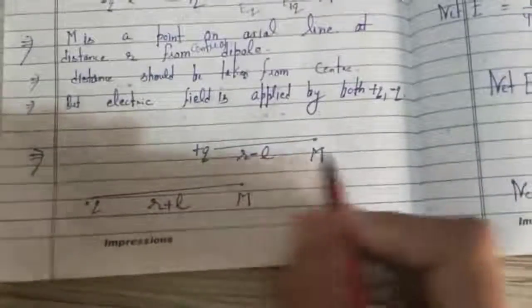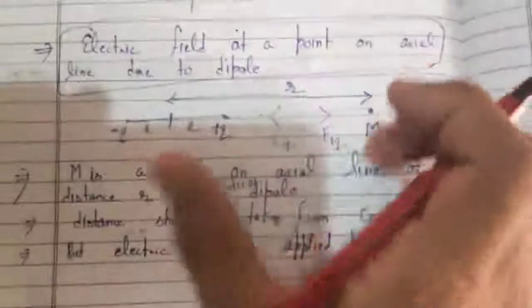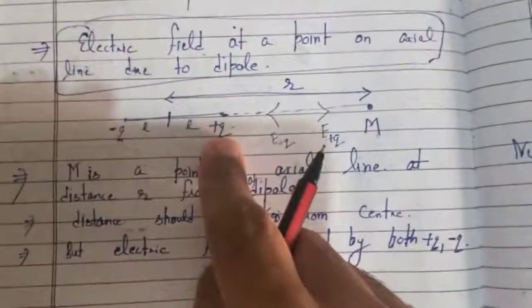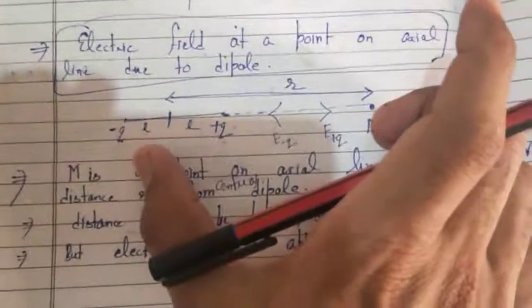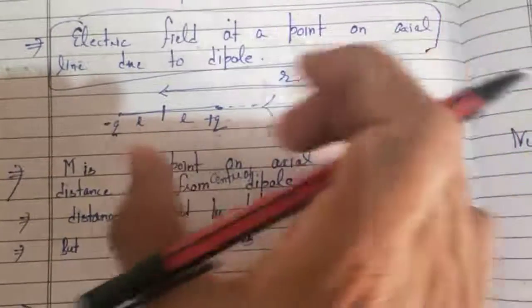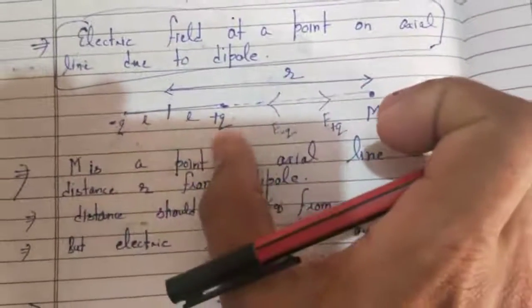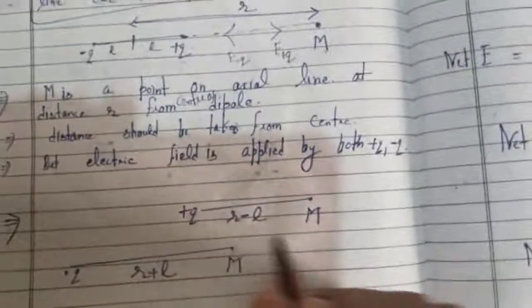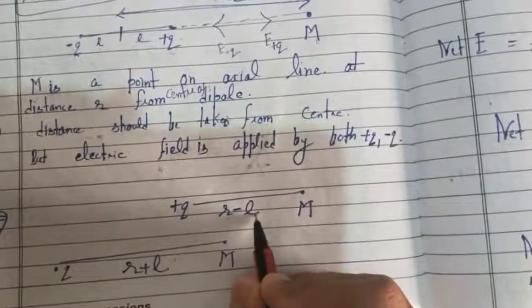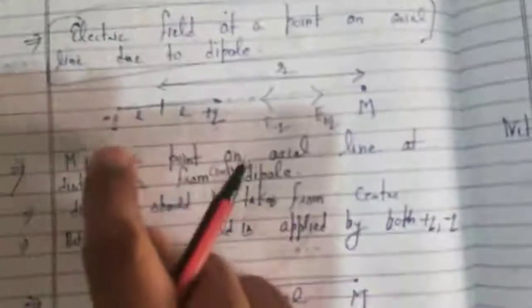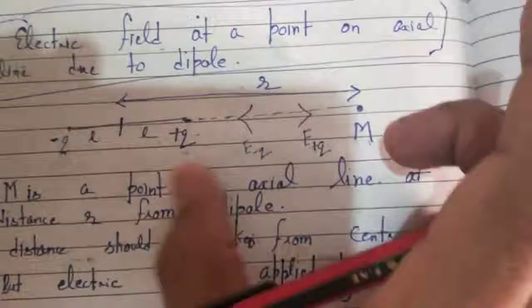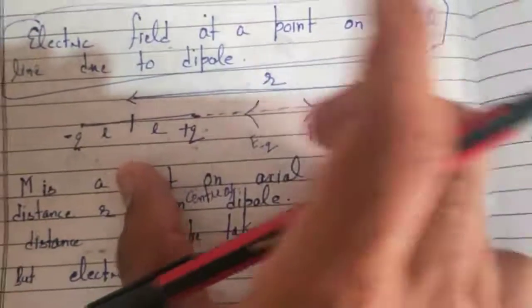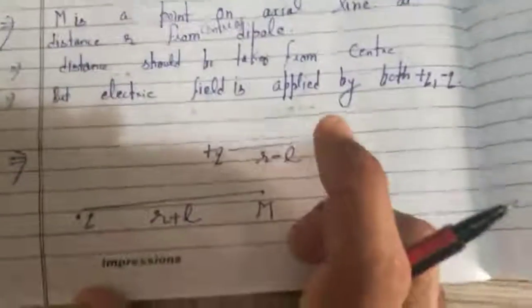So what is the distance of M from plus Q? From the center it is R, and from R you subtract L, so the distance is R minus L. From the plus Q charge, the point M is at distance R minus L. And from minus Q, what is the distance of point M? Here R is there, plus L, so it is R plus L.